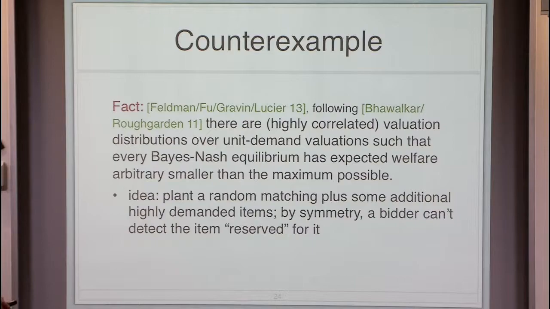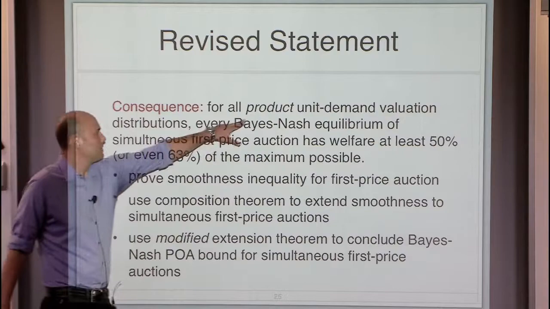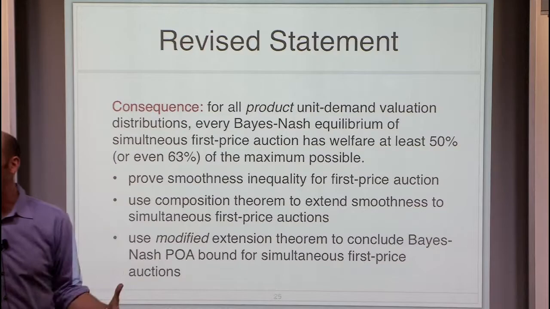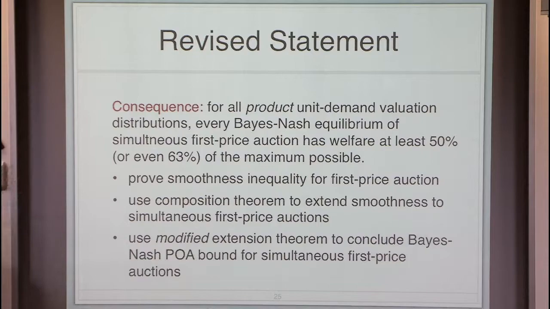So two pieces of good news. The first piece of good news is that a slightly weaker statement is true. And the second piece of good news is that the reason it's true is sort of the same as the reasoning that I've already been explaining to you. So what's going to be true is that for every product distribution of valuations, that is assuming the valuations are drawn independently, not necessarily identically, but it has to be independent, and that counterexample shows this is necessary, as long as the valuations are drawn independently from unit demand distributions, then no matter what those distributions are, no matter what Bayes-Nash equilibrium you look at, that's when you get this guarantee of 50% or 63%, if you like.